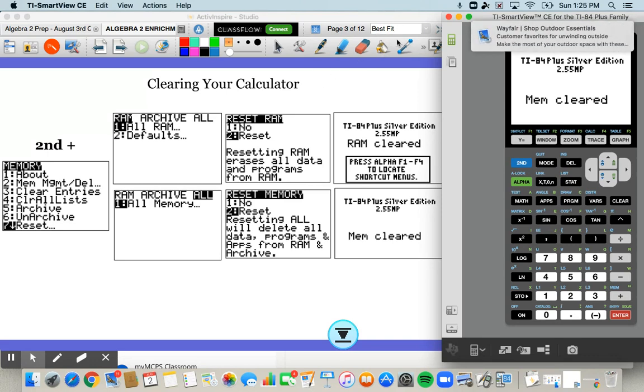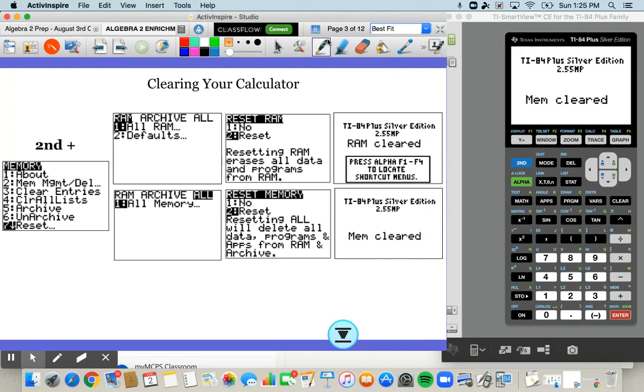Where this also becomes useful is if your calculator is giving you issues and you can't quite figure out what the issue is, but you're fairly certain it's not user error. Go ahead and clear your memory or clear your RAM and try it again. It just resets your calculator. Okay, so that's clearing it.